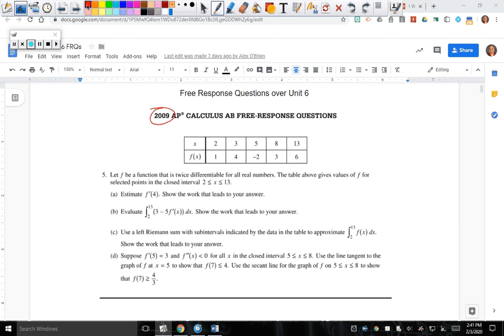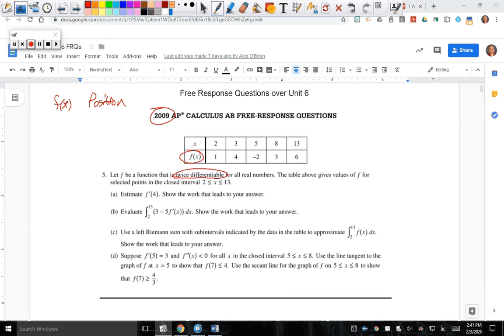Number 5. Let the function f, which is a twice differentiable function for all real numbers, this is what's given. So step 1 is identify what you've been given. This is an f of x graph, aka a position graph.